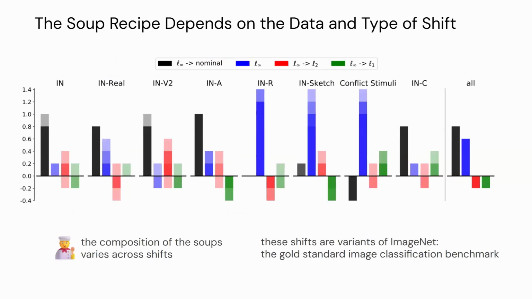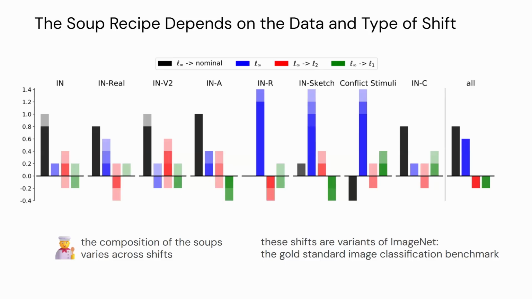But let's generalize, right? Let's free our minds. Let's think about other shifts. So here, in this bar chart, every column is a different type of shift. ImageNet-C are those corruptions I showed you before. Sketches are hand-drawn sketches, like was asked about. R includes things like paintings and even sculptures, right? So different kinds of shift.